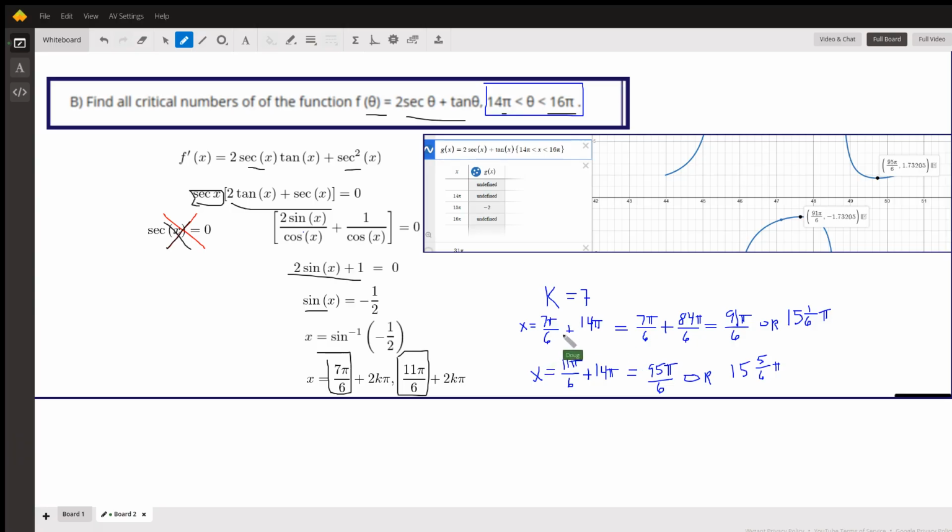If you let k equal 7, we get 15 and a sixth pi, or 91 pi over 6, horizontal tangent line, or 95 pi over 6, 15 and 5/6 pi. There's another horizontal tangent line. My guess is there might be another one there, but that's at 14 pi, not included in the open interval.